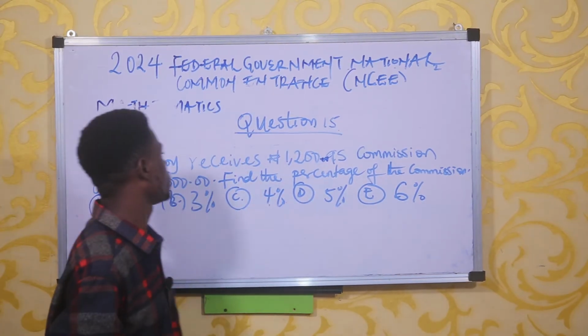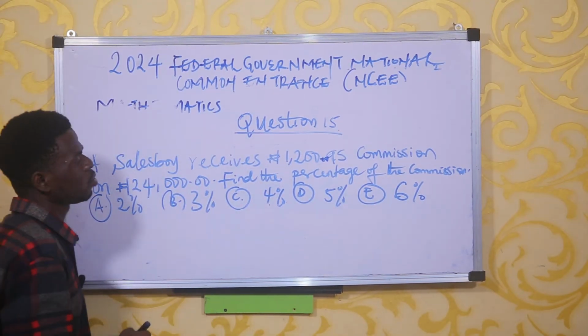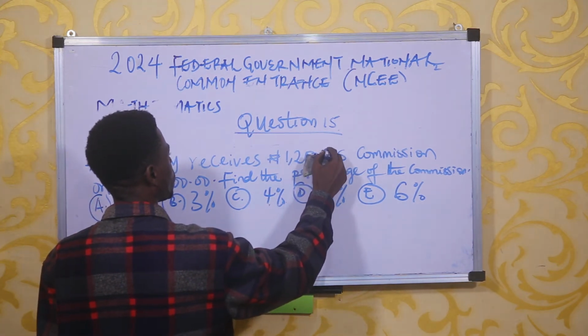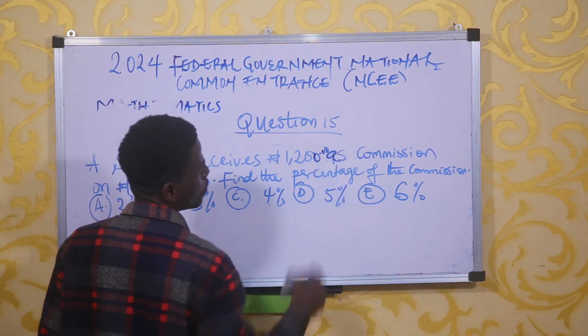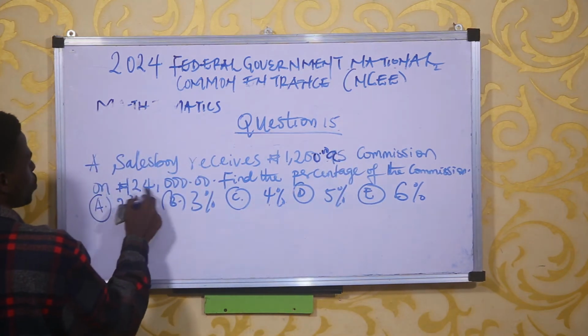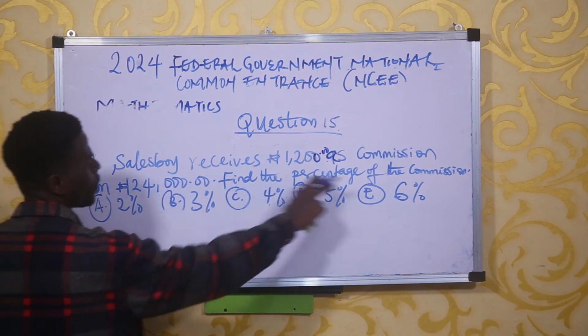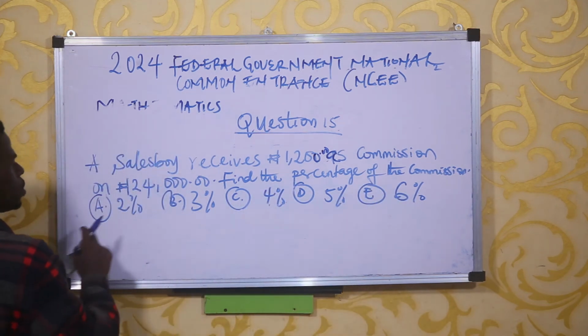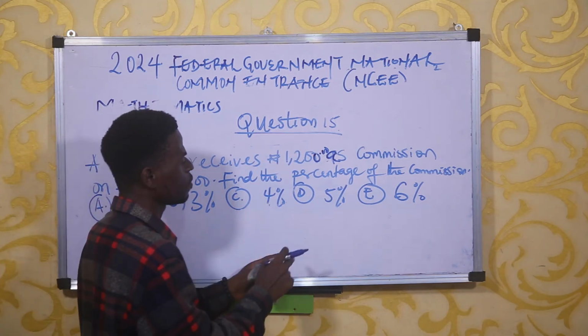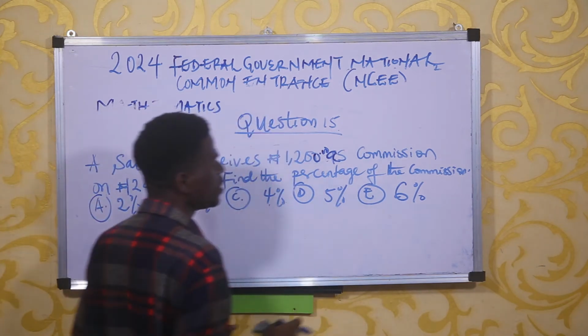Yeah, question 15 says that a salesboy received 1,200 naira as a commission on 24,000 naira. Let's find the percentage of the commission. A is 2%, B is 3%, C is 4%, D is 5%, and E is 6%.